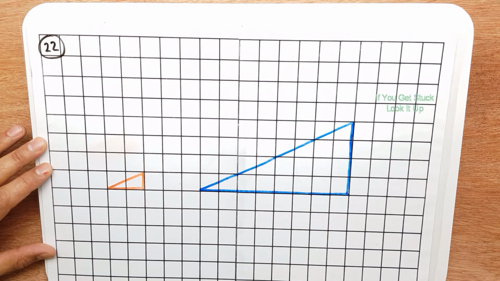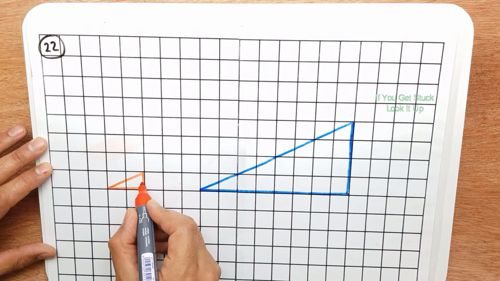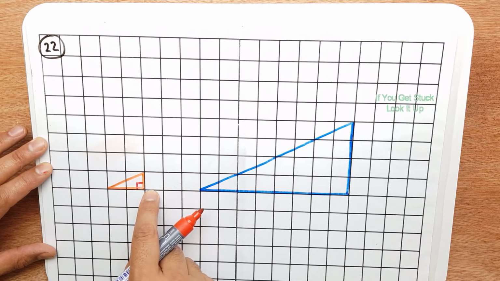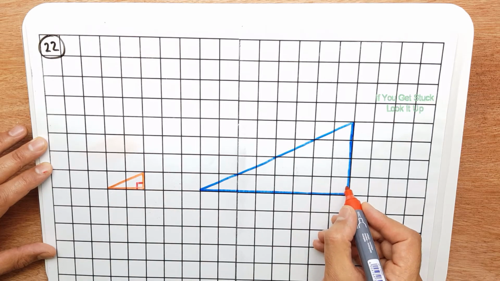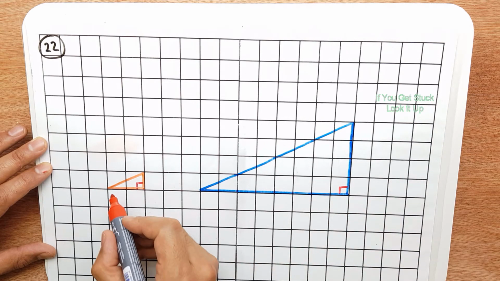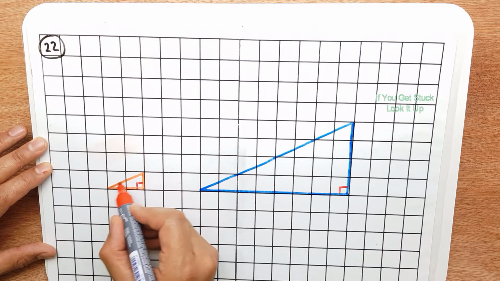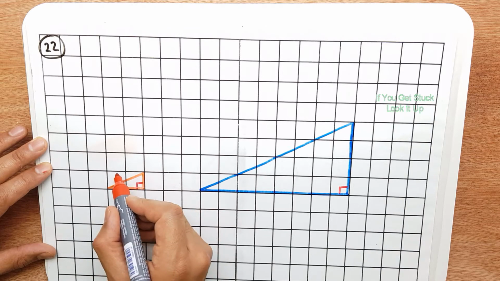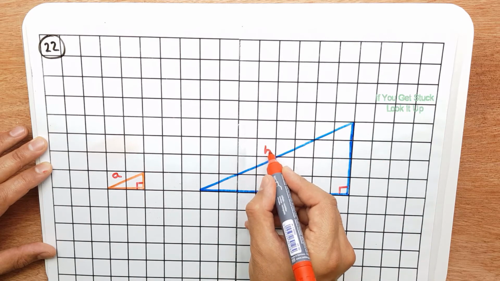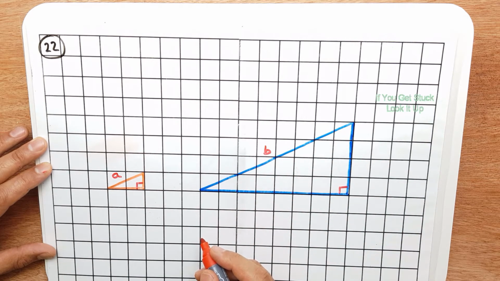In question 22, we're given 2 triangles and we're told that they're both right-angled triangles. So if you look at this corner, that angle there is 90 degrees and this angle here is 90 degrees. And we want to work out the ratio of this slope compared to this slope. Now they've used the word similar.